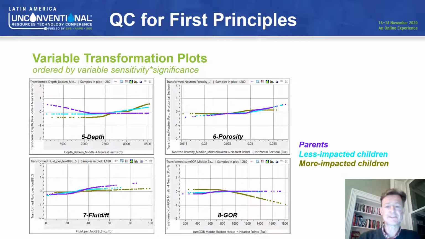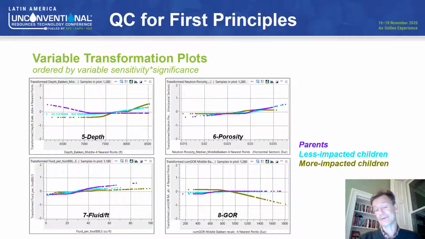Some of these relationships start to be a little interesting. Depth has a different relationship for parents than it does for children wells. GOR for more impacted children actually negatively impacts production. We could get into a whole discussion of what happens in a depleted reservoir and why GOR might have that impact. That's probably an interesting discussion to have. The point here that I want to make, though, is this is a QC for first principles.